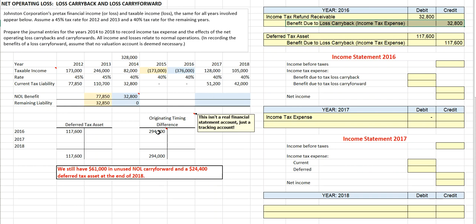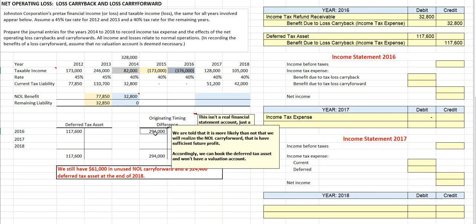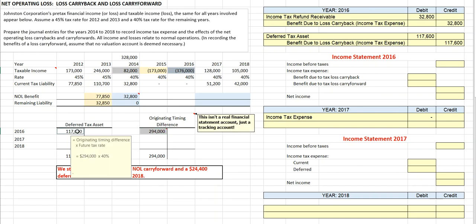The remaining timing difference, and again, that's going to be the $376,000 minus the $82,000 we carry back to 2014, leaves us with a timing difference of $294,000. At an expected future tax rate of 40%, we have a deferred tax asset of $117,600. We record a debit to our deferred tax asset for $117,600, and we record a further reduction in our 2016 tax expense in the amount of $117,600. Let's go ahead now and take a look at our income statement for 2016.